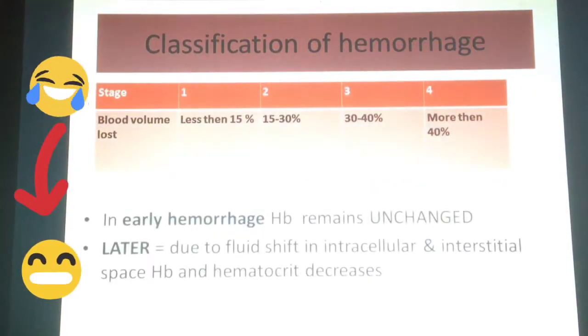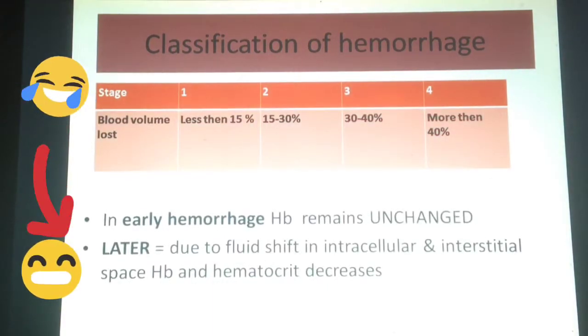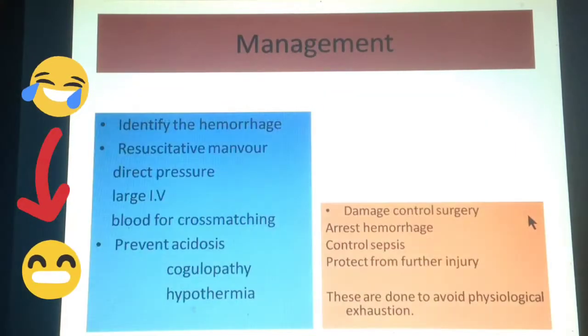Then we have classification of hemorrhage. It is divided into 4 stages based on how much blood volume is lost. If it is up to 15% lost, it is stage 1, 15 to 30%, stage 2. In stage 3, approximately 30 to 40% of the blood is lost. In stage 4, more than 40%. In early hemorrhage, hemoglobin remains unchanged, but later, due to fluid shift into the interstitial spaces, hemoglobin and hematocrit decrease.